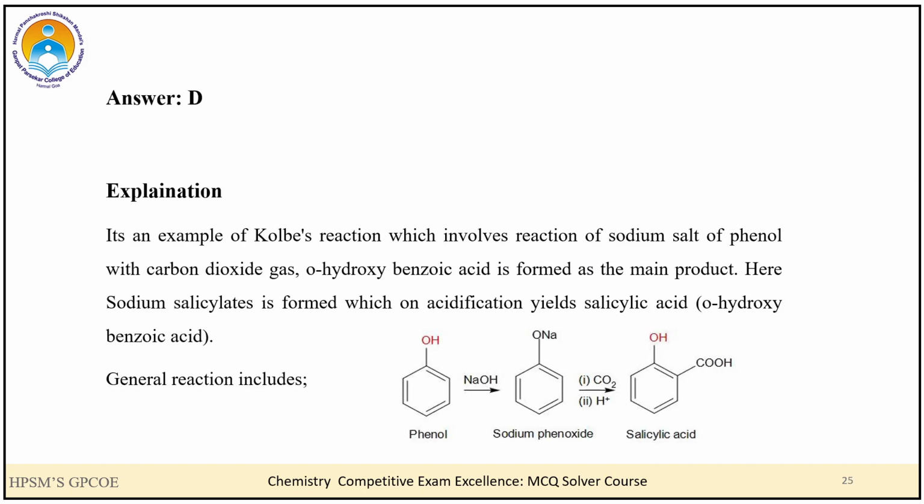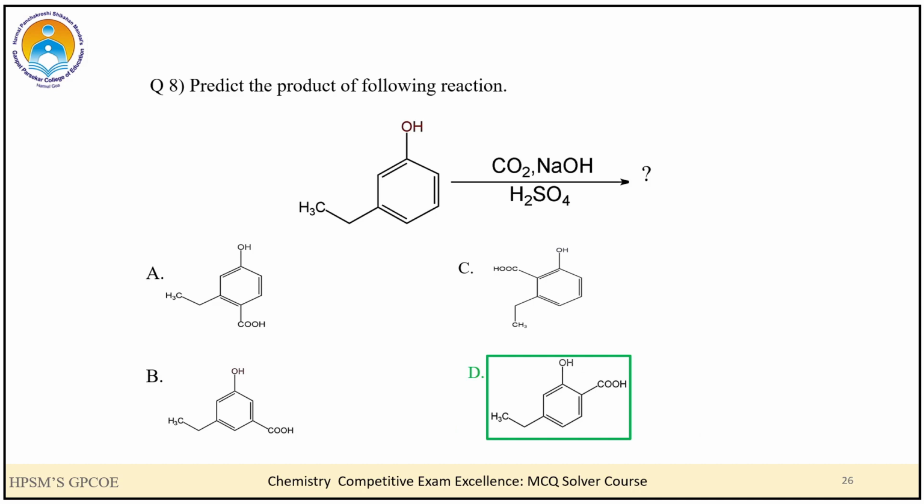So here it is an example of Kolbe's reaction which involves reaction of sodium salt of phenol with carbon dioxide gas wherein orthohydroxybenzoic acid is formed as the main product. Here sodium salicylate is formed which on acidification yields salicylic acid, that is known as orthohydroxybenzoic acid, and the general reaction is given as mentioned. So the correct answer is option D.